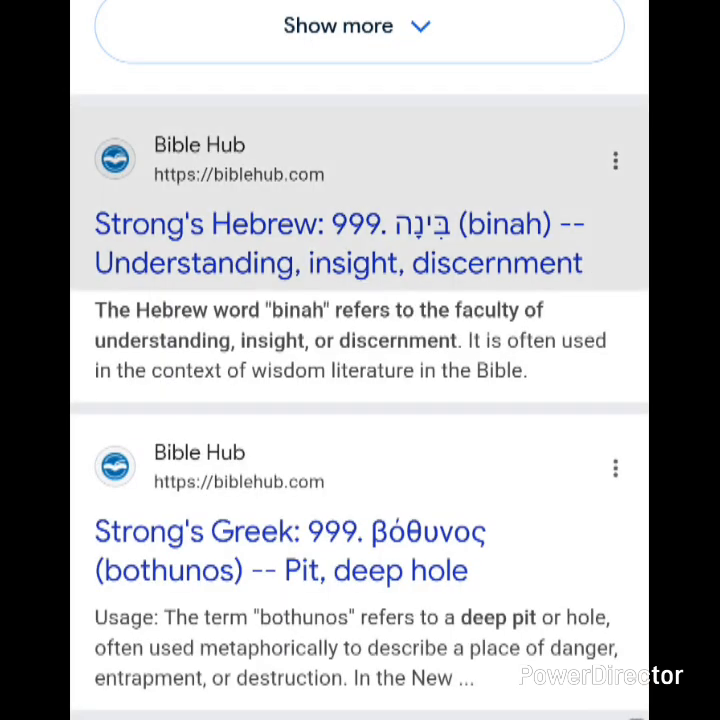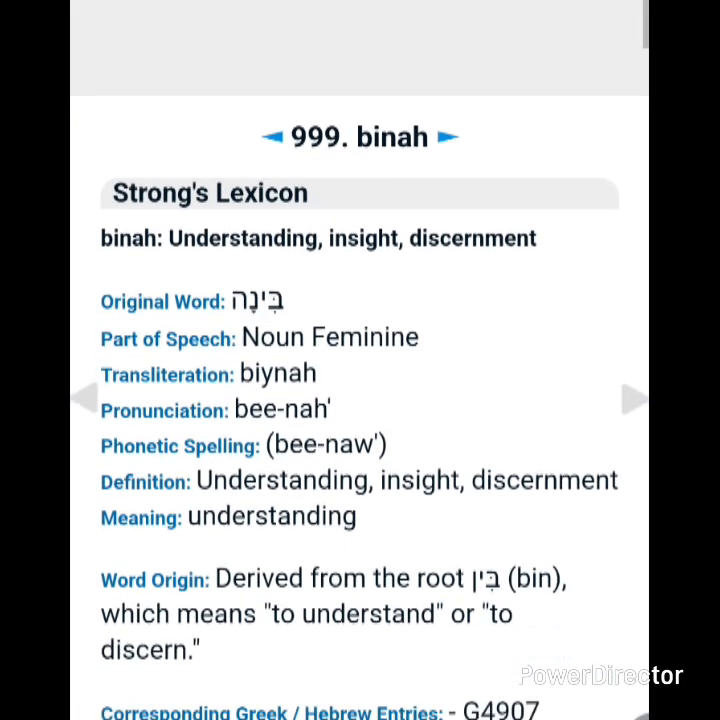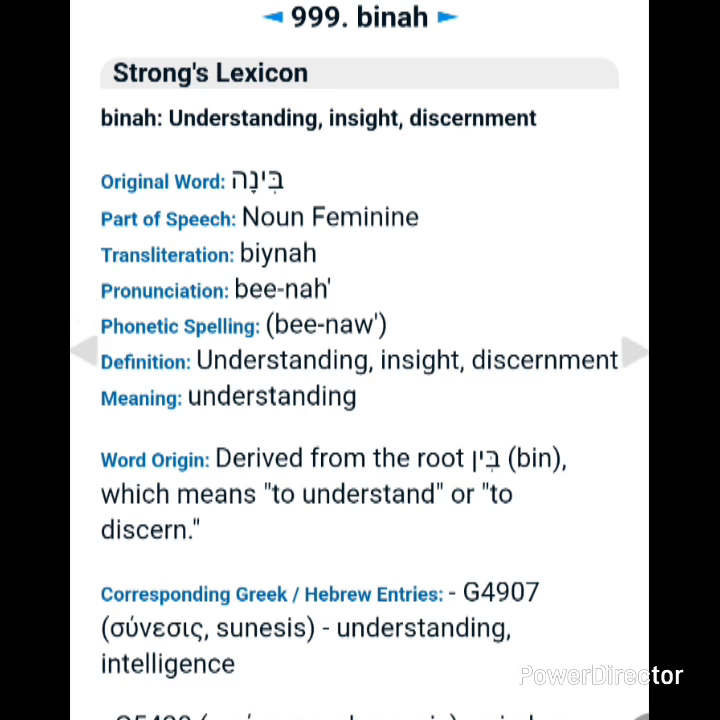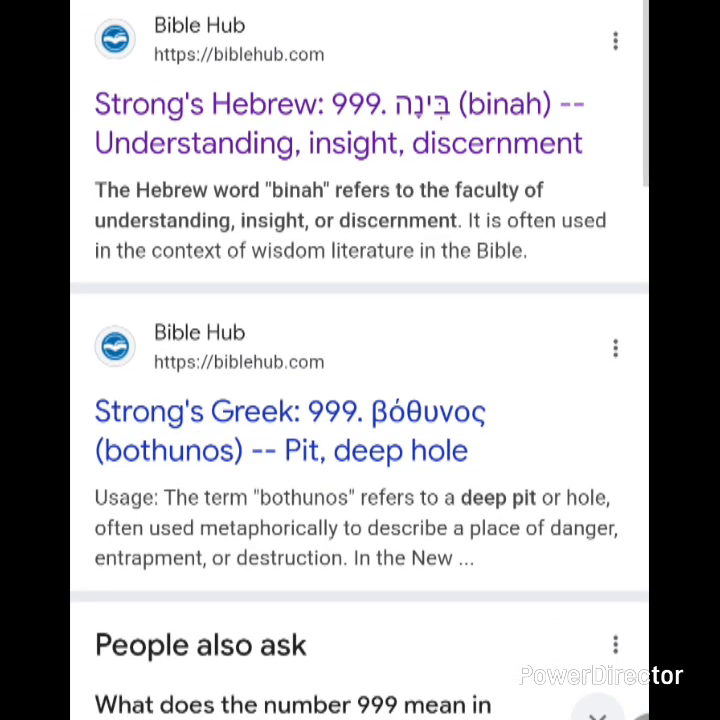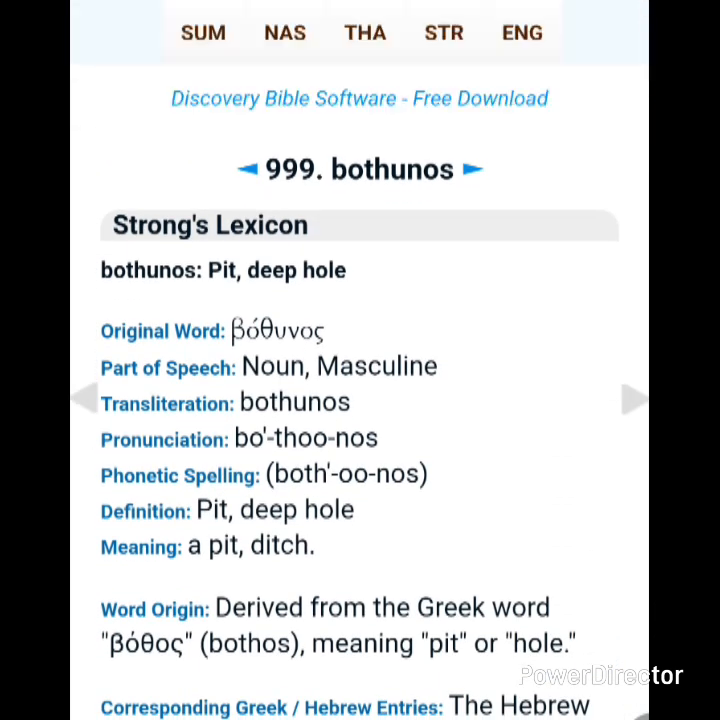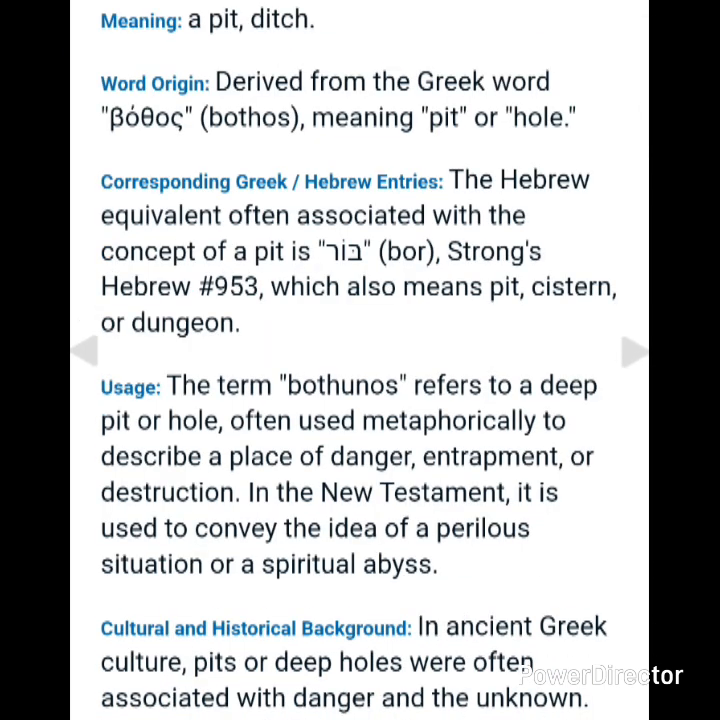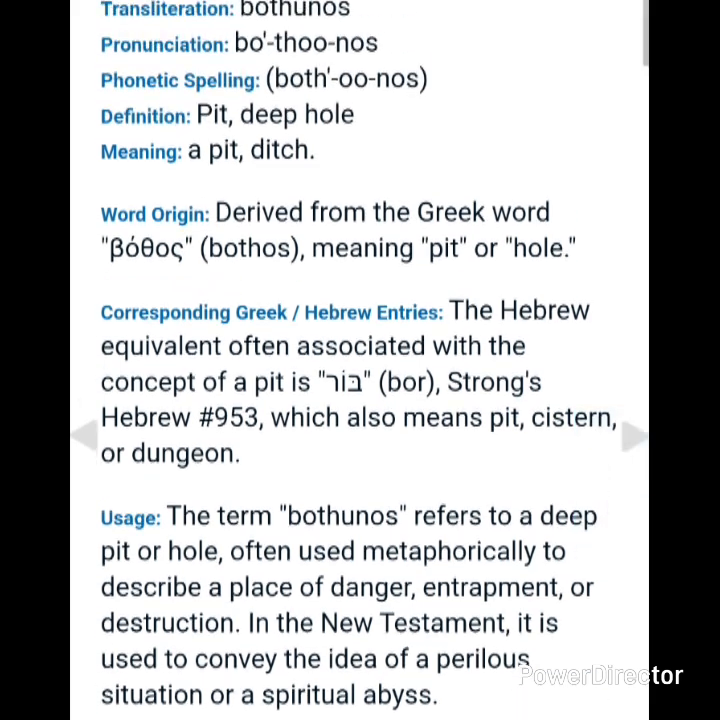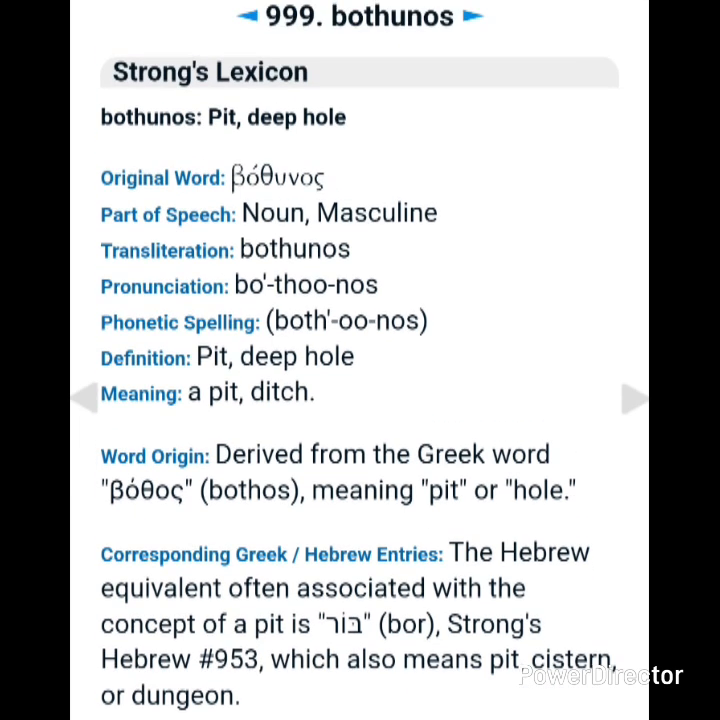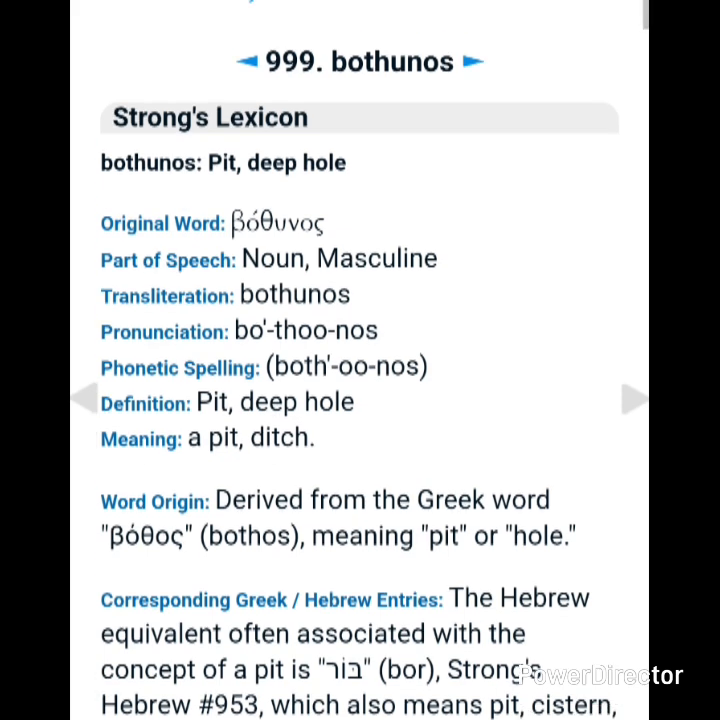And the number 999 in Hebrew is pronounced bina, and it means understanding, insight, discernment. It means to understand or to discern. Now, in the Greek, 999 means a pit, a deep hole. The term Botunos refers to a deep pit or hole, often used metaphorically to describe a place of danger, entrapment, or destruction. In the New Testament, it is used to convey the idea of a perilous situation or a spiritual abyss. That's going to be by the end of this year. So you can see the contrast between 999, which is 99 times 11, 911, in the Greek and the Hebrew. How they're connected.